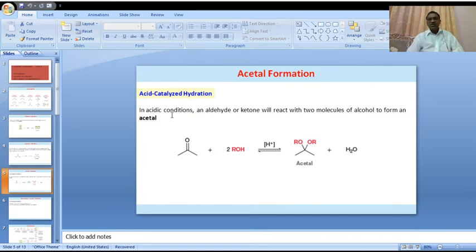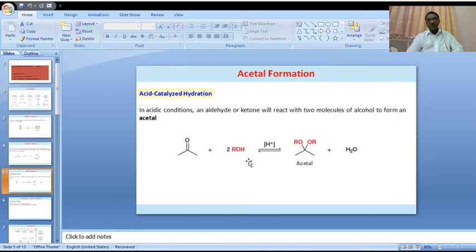This is the acetal structure. 2 moles of OR function group attack on this particular carbonyl carbon. It is just like a hydrate structure, but instead of OH, it is OR. This particular carbonyl, aldehyde or ketone, reacts with 2 moles of ROH.